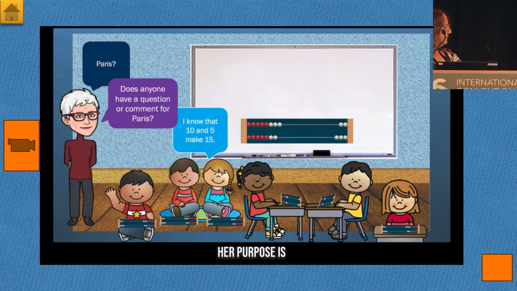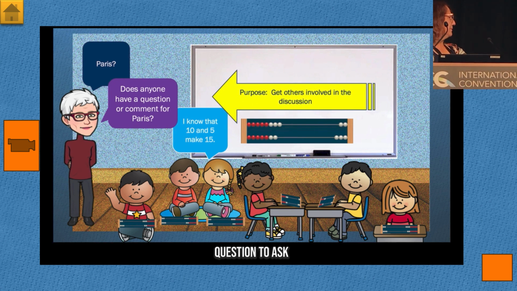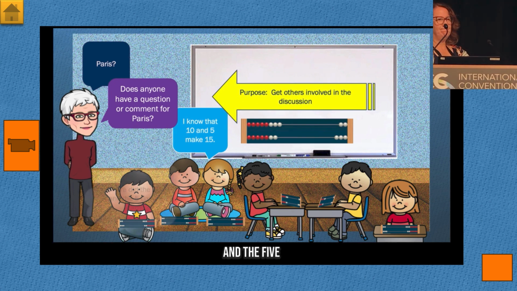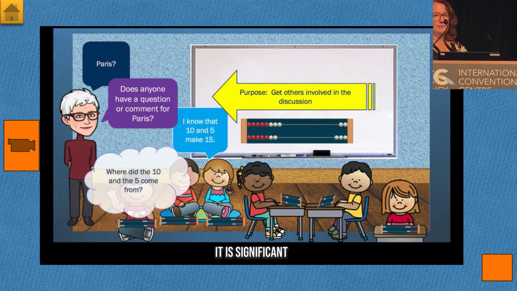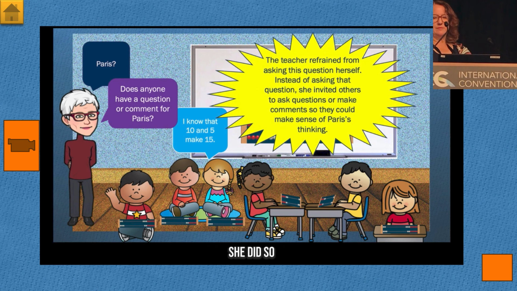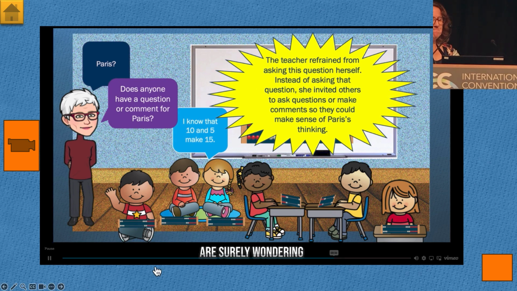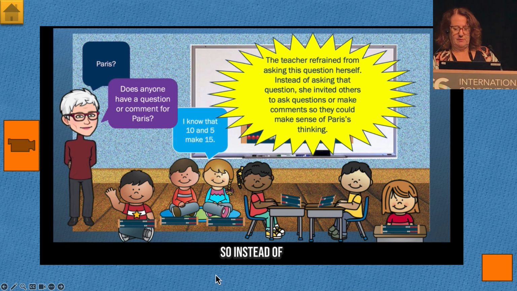The most obvious question to ask Paris is, where did the 10 and the 5 come from? It is significant that the teacher refrained from asking this question herself. She did so because she knows that other children in the class are surely wondering the same thing. So instead of asking that question, she invited others to ask questions or make comments.